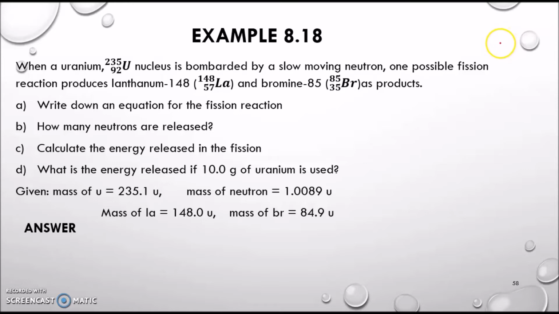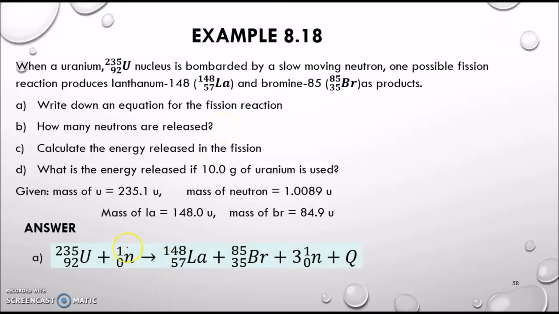Okay, let's do the equation. Uranium plus a neutron will produce lanthanum, bromine, and when you balance the nucleon number and proton number, we will get 3 neutron particles plus energy. For question B, how many neutrons are released? So from this equation, there will be 3 neutrons released.